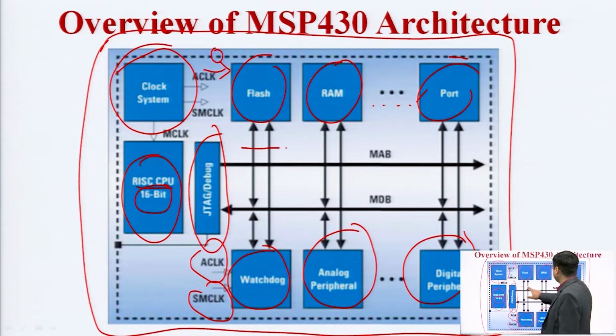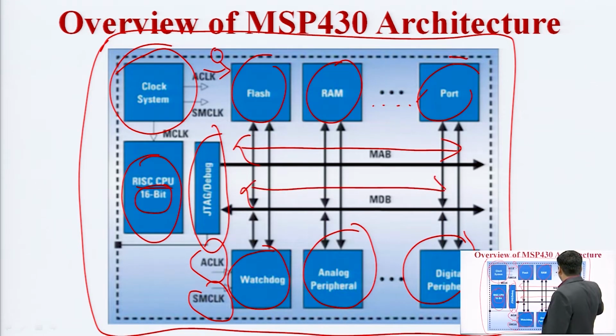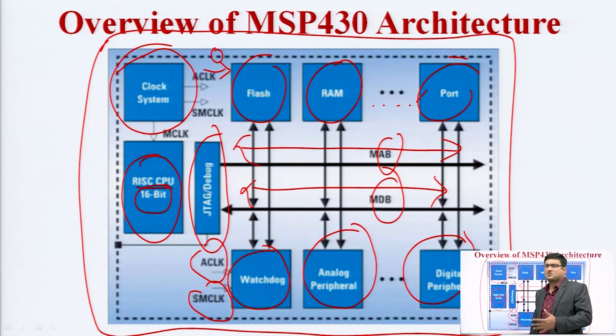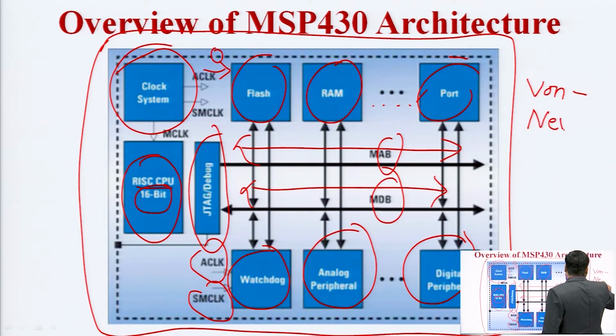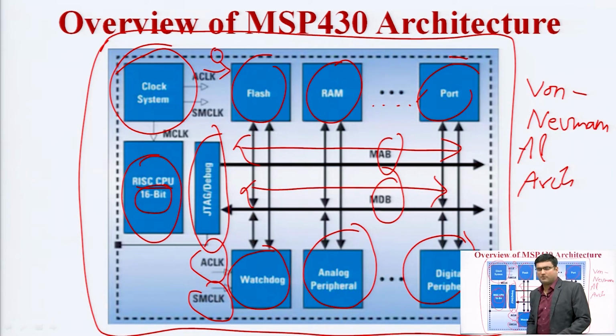In this block diagram, you can see that all the blocks share a common address bus and data bus. So basically, if an architecture shares a common address bus and data bus, it has a von Neumann architecture. We have seen what von Neumann architecture is in our previous lectures. So in von Neumann architecture, there is a common address and data bus in our system.